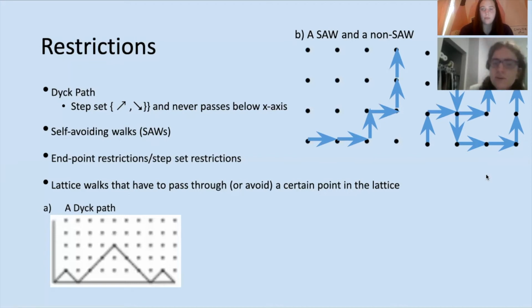And you can also have lattice walks that you want to try and pass through or avoid a certain point in the lattice, such as the point 1, 1. You want to find all the lattice walks that either go through this point or that do not go through this point. Also, another feature of Dyck paths is that they end at the point 2n, 0, so it's always an even number of steps and always ends back on the axis.